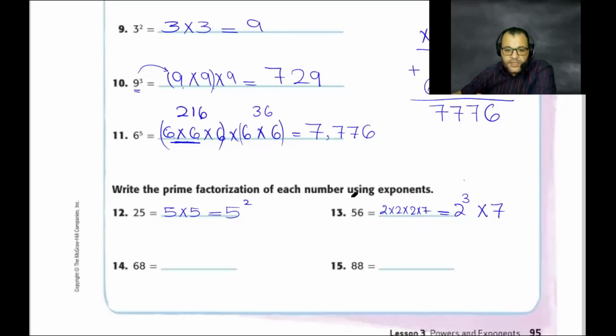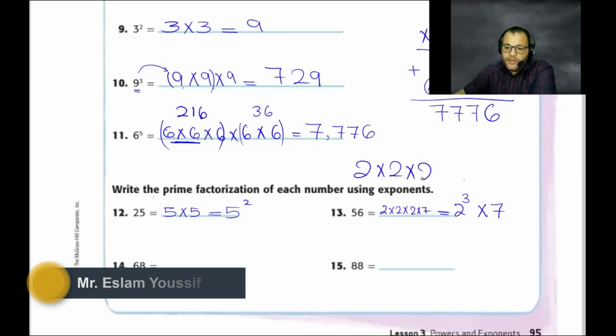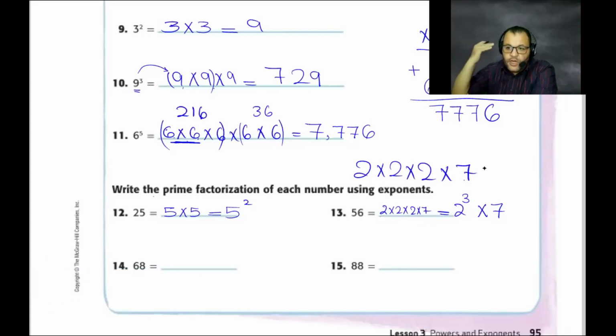The question is again: write the prime factorization. It means I need you to write the prime factorization. What is the prime factorization? Which is 2 times 2 times 2 times 7. That's the lesson from last time. Then convert this result, the prime factorization, to be written with the exponent. We need to use the exponent, the lesson for today, in this form.